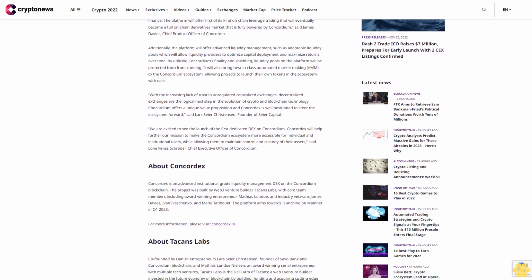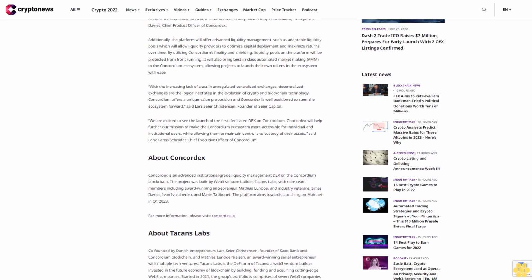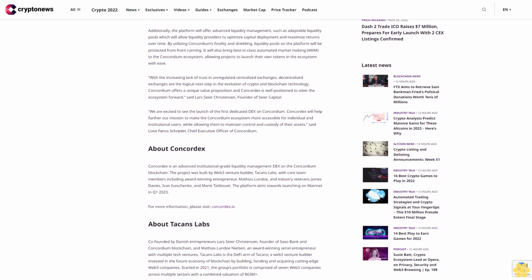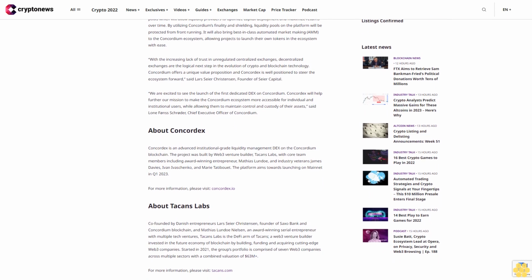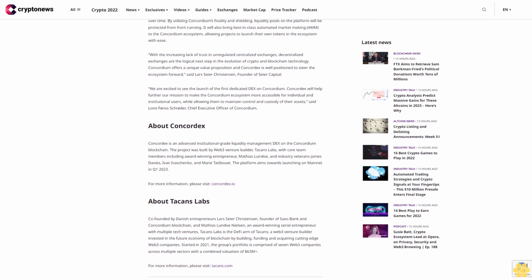Concordex will bring true margin trading to DeFi through a suite of margin and prime brokerage tools, bridging the gap between traditional finance, TradFi, and decentralized finance. The platform will offer first-of-its-kind on-chain leverage trading that will eventually become a full on-chain derivatives market that is fully powered by Concordium, said James Davis, Chief Product Officer of Concordex.